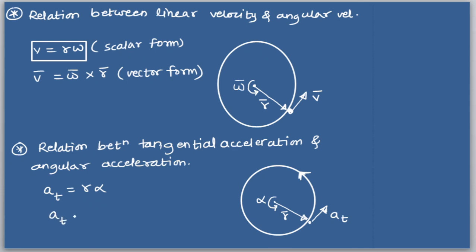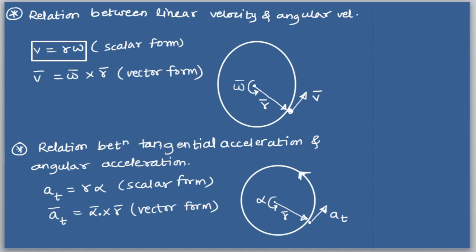And what is the vector relation between them? At bar is equal to alpha bar cross r bar. You might again recognize that when I write the scalar form, I just write the sequence in such a way that it gets reversed in the vector form. At is equal to r alpha, but at bar is equal to alpha bar cross r bar. So this is going to be the scalar form of the same equation, or the magnitude form, and this is the vector form.